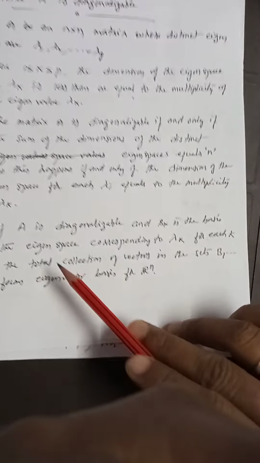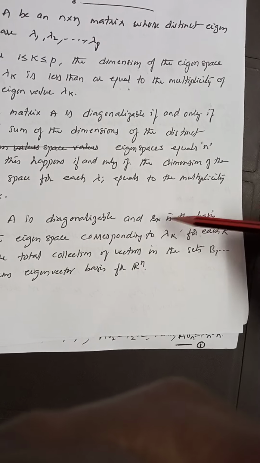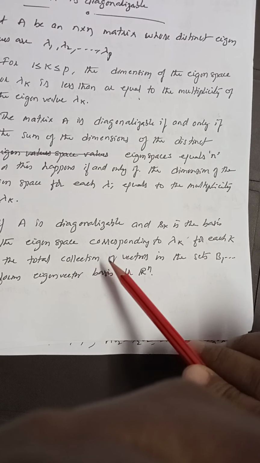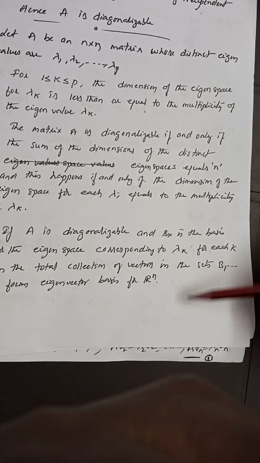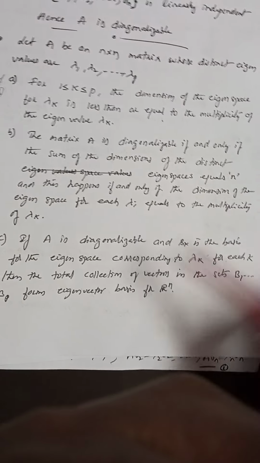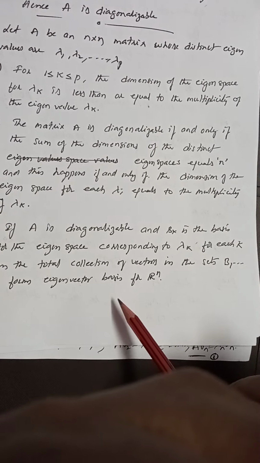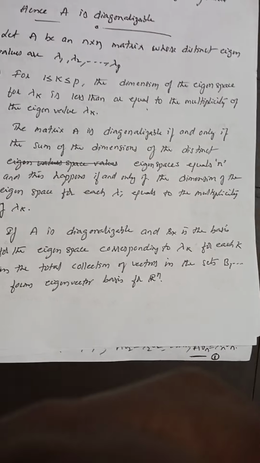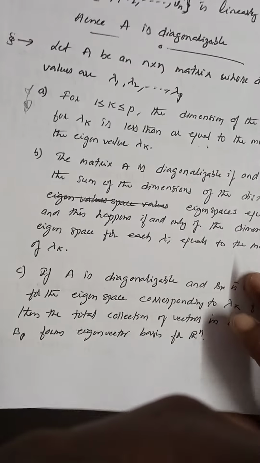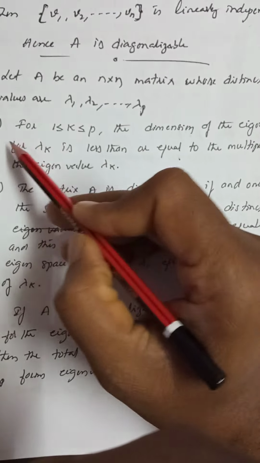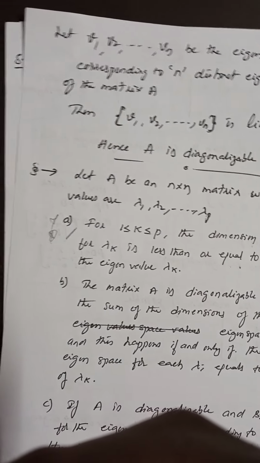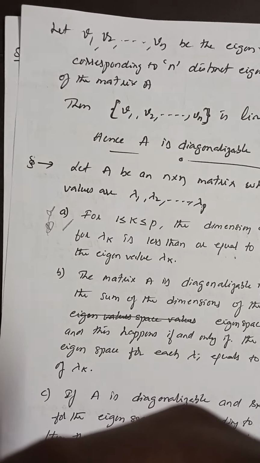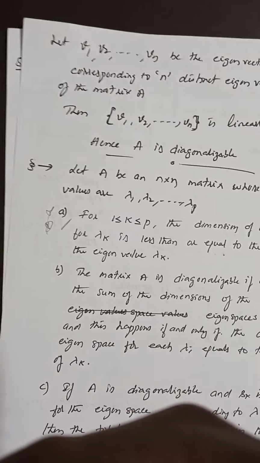And the third point is, if A is diagonalizable and Bk is the basis for the eigenspace corresponding to lambda k for each k, then the total collection of the vectors in the sets B1 and so on Bp forms an eigenvector basis for R to the power n. These are the points you have to remember. You have to learn them by heart. This first point is very, very important. We are going to use this concept in problems.